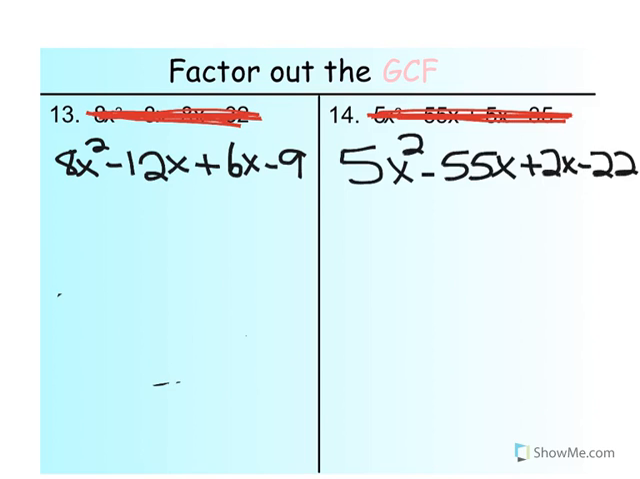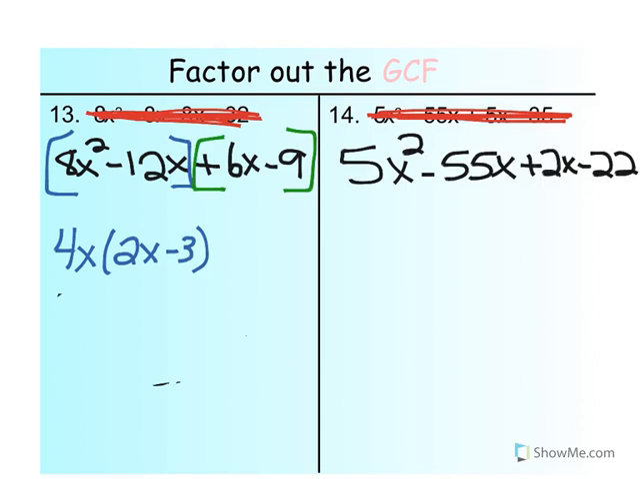What you're going to do anytime you have 4 terms is you're going to group the first two, and then you're going to group the second two. Notice I kept the plus in front of the 6 because you always take the sign in front of the number. Look at the first two terms, x squared minus 12x. The biggest number that can go into 8 and 12 is 4, and they both have at least one x. So the greatest common factor is 4x. That leaves me with 2x minus 3.